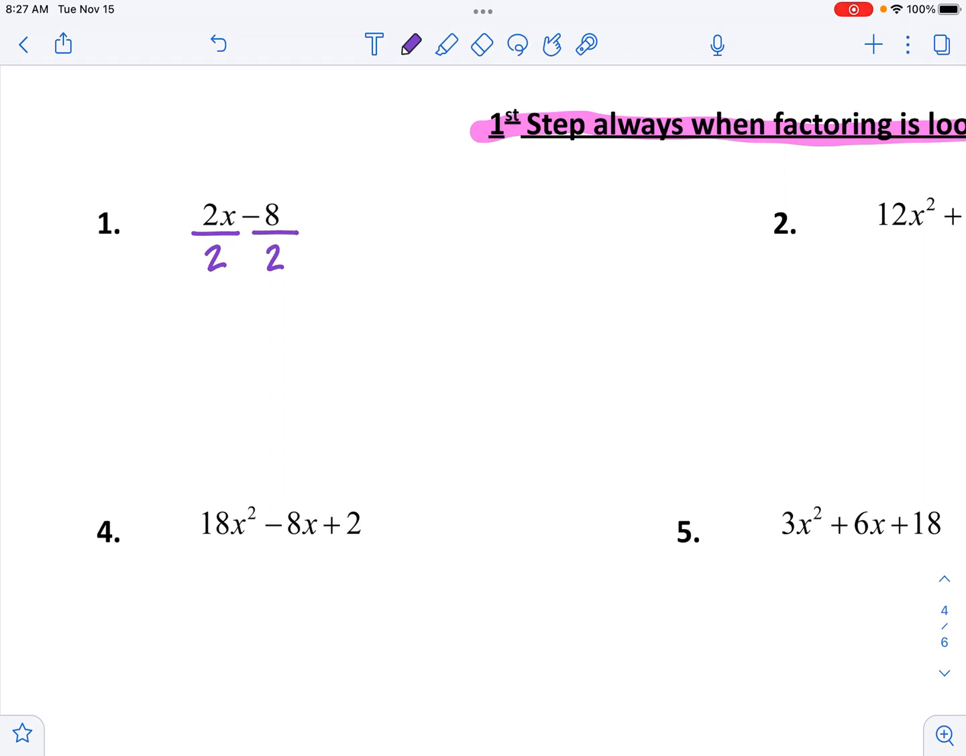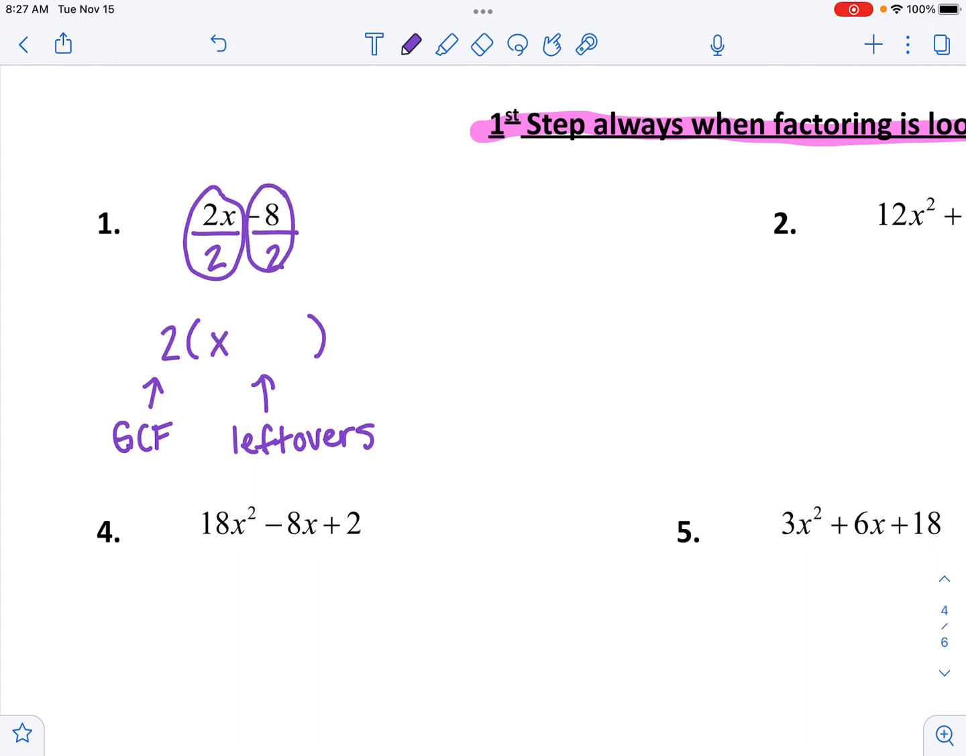So I can't take out any variables since there's not variables in every term. Okay? So if we look at this, I'm going to put the GCF here. And then I'm going to start some parentheses. And in the parentheses are where I'm going to put the leftovers. So the leftovers are what's left over when I divide by that GCF. So if I look at 2x divided by 2, I'm left with x. And if I look at negative 8 divided by 2, I'm left with negative 4. Okay? So that would be my answer, 2 parentheses x minus 4.